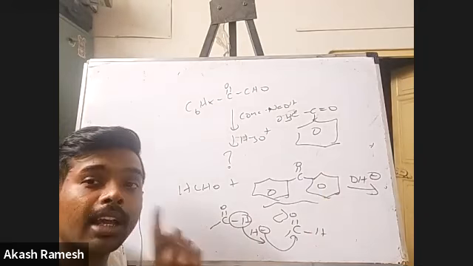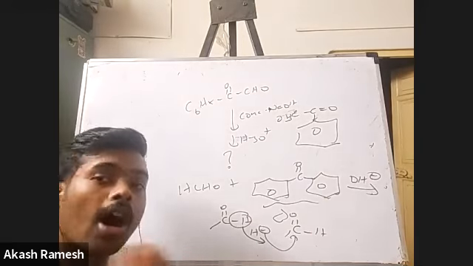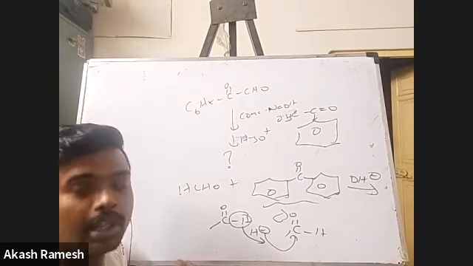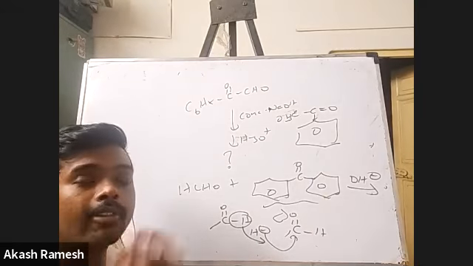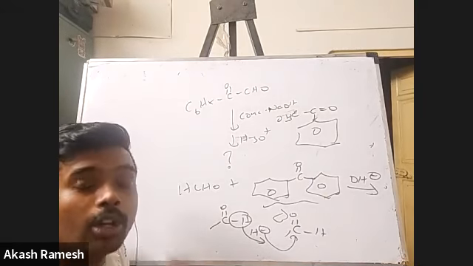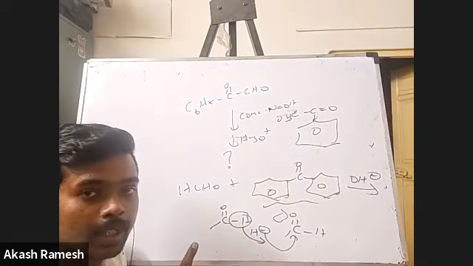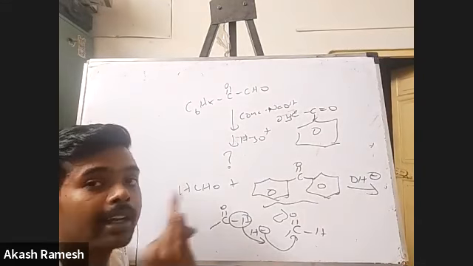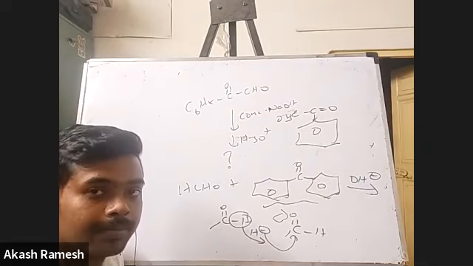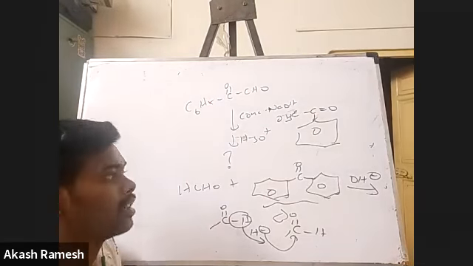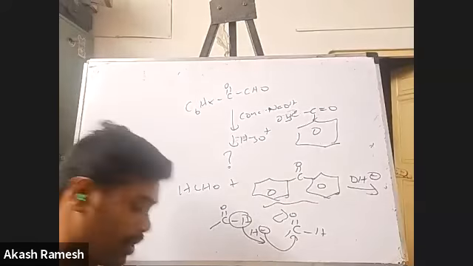Please remember this. In a cross Cannizzaro reaction or an intramolecular Cannizzaro reaction, if you have an aldehyde, that aldehyde will always form the acid and the ketone will always form the alcohol. Keep this in mind. Aldehyde will form the acid and ketone will form the alcohol. Now I think this will be an easy problem for you. Go for it.